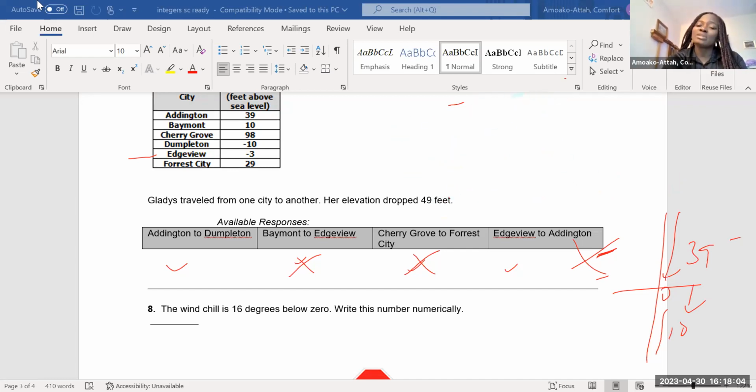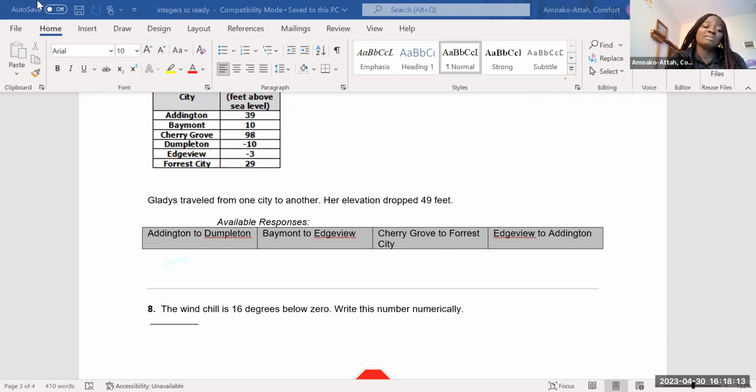So it is very simple. You just have to know your below sea levels, above sea levels, below 0 degrees, above 0 degrees, and how to identify them easily. Okay, the 8th question. The wind chill is 16 degrees below 0. Write this number numerically, right? So below means what? Negative 16. So that is the correct answer.